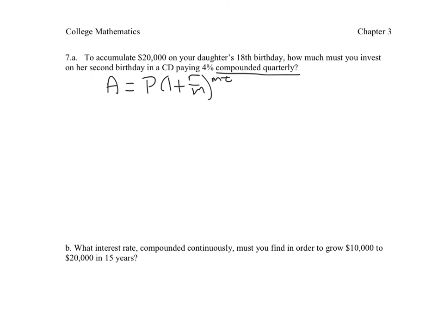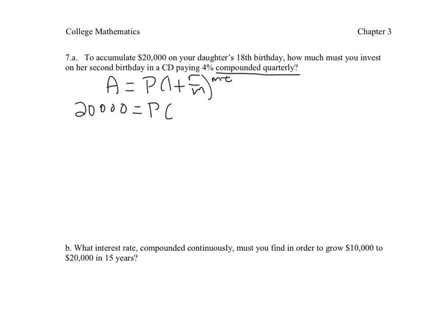So I want to accumulate $20,000 on her 18th birthday. That's not my starting amount. That would be my final amount, my A. So I want $20,000. I'm trying to find how much I need to invest, so I do not know what P is. That's what I'll solve for. But notice what they haven't told us. I do see my rate, and I see the value for M, but they haven't told me a time.